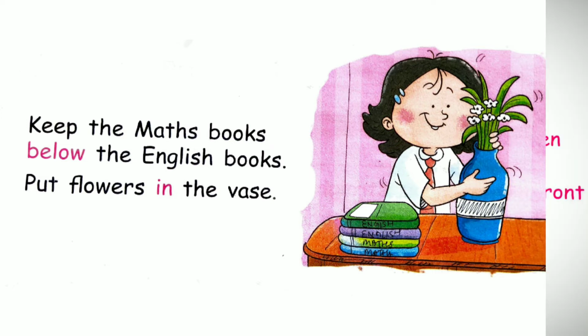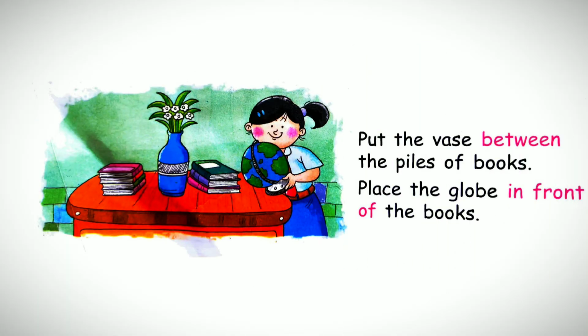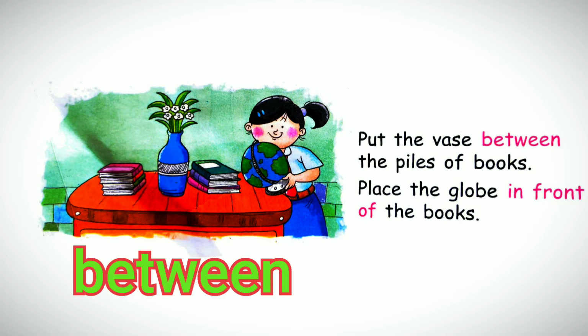Look at the last picture. Here we can see a student doing something. And the teacher says, put the vase between the piles of the books. Place the globe in front of the books. Here between shows the position of the vase, between the piles of the books.